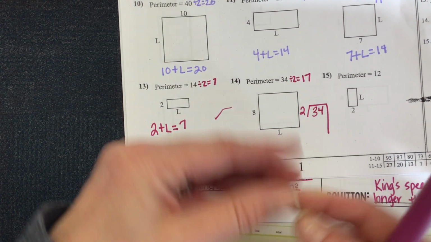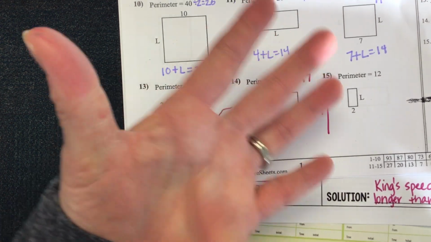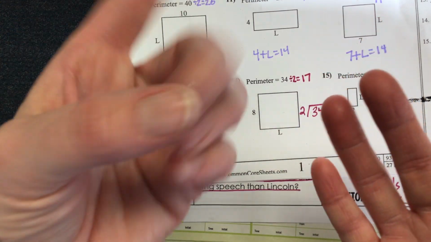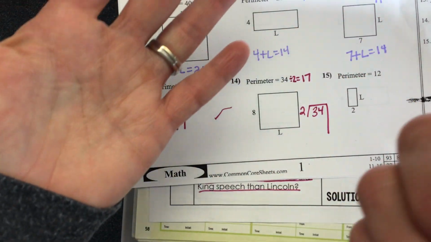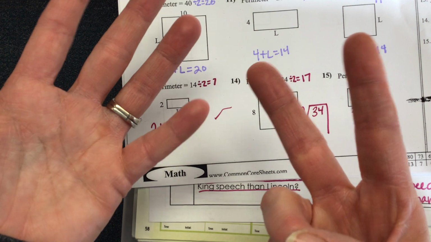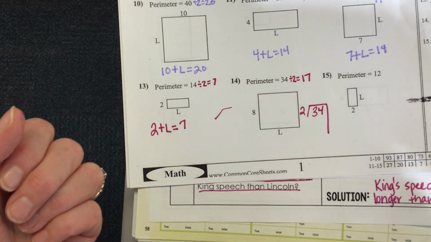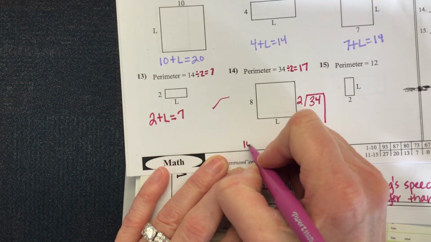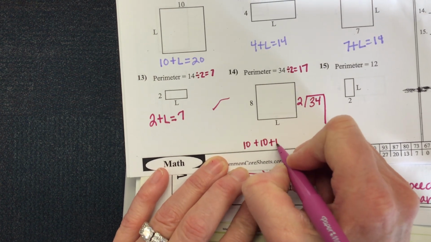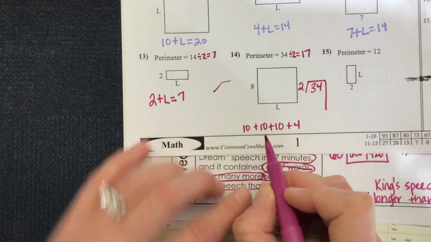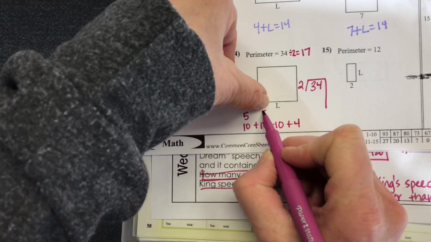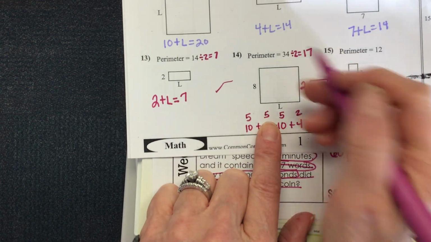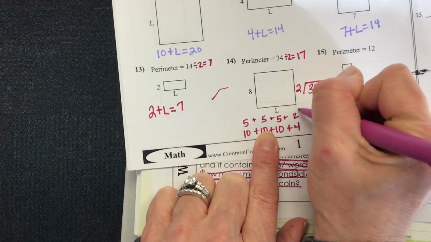You also could have counted up 2, 4, 6, 8, 10, 12, 14, 16, 18, 20, 22, 24, 26, 28, 30, 32, 34, until you get to 34, and that's 17. You could have also broken the 30 apart into 10 plus 10 plus 10 plus 4. Half of 10 is 5, half of 10 is 5, half of 10 is 5, and half of 4 is 2. That gives you 17.